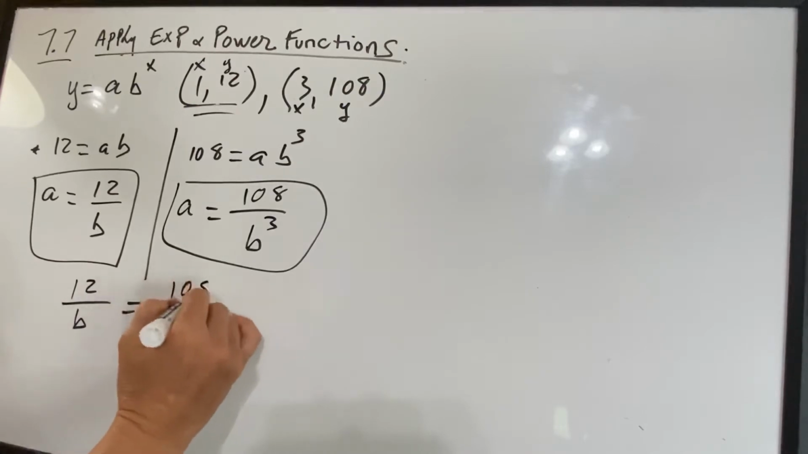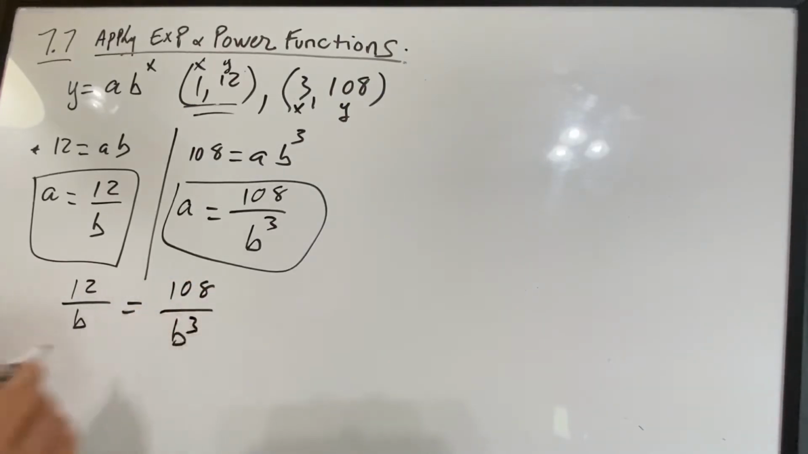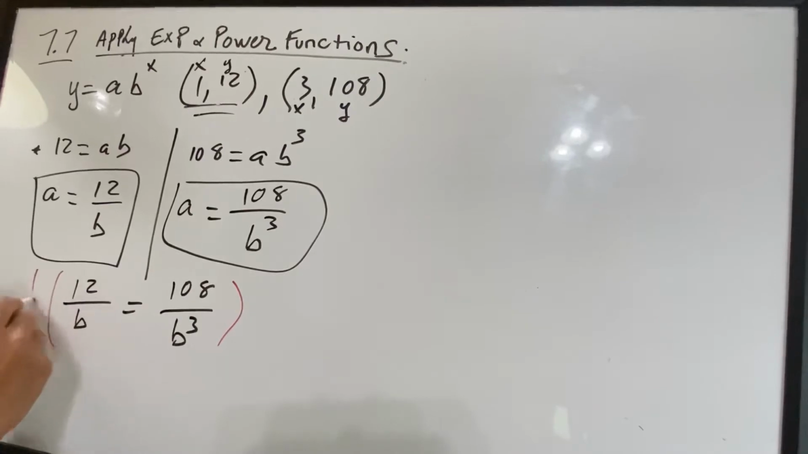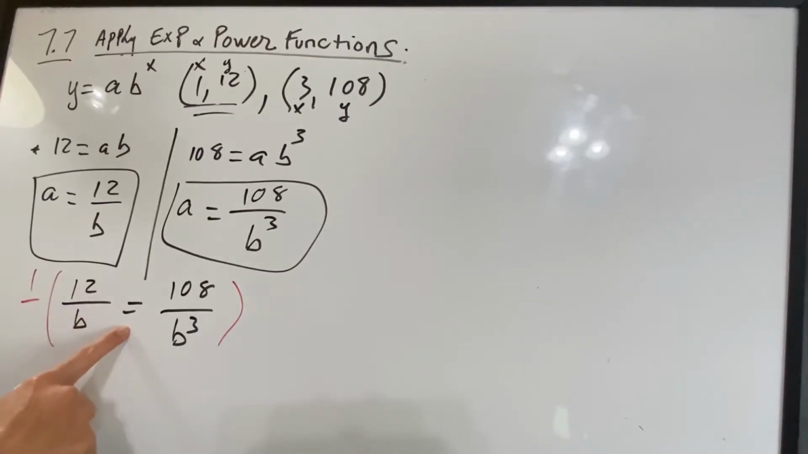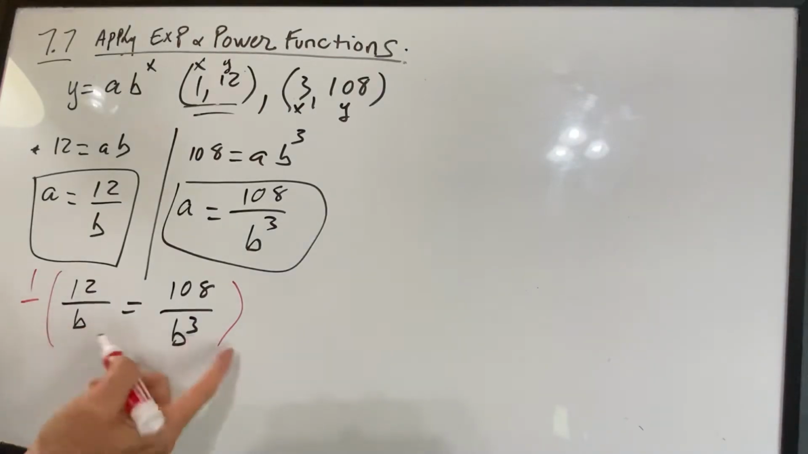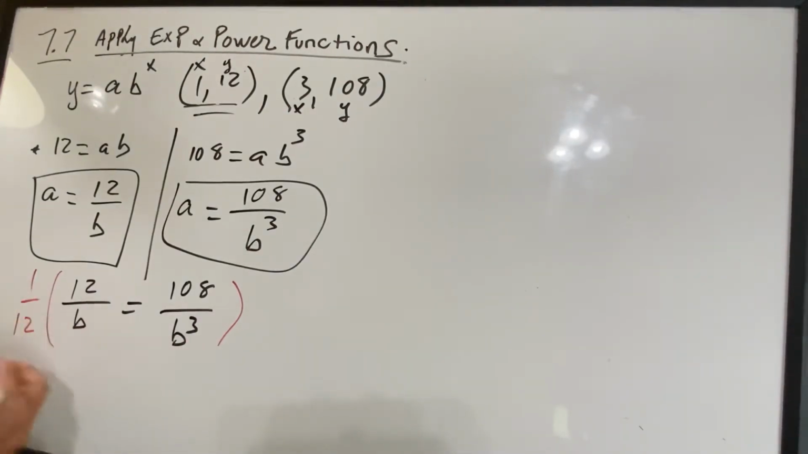So 108 over b to the third. Now look, can I just go ahead and divide both sides by 12? Or times both sides by 1 over 12, because I'm not solving for b. So look, times both sides with 1 over 12.